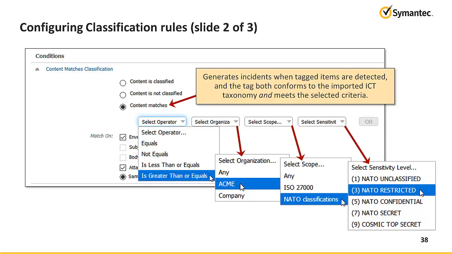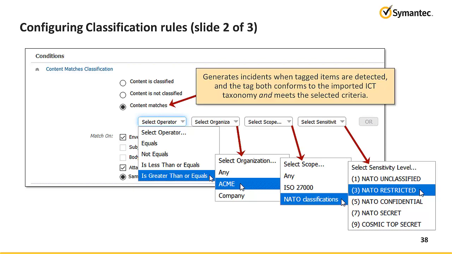Acme Incorporated does business with NATO and wants to protect all of its sensitive email communications and project documents related to this customer. Acme's ICT administrator has defined a classification taxonomy that includes a NATO classification scope with associated sensitivity levels ranging from 1, NATO unclassified, to 9, cosmic top secret. Acme wants to detect all email messages and documents within their organization that have been tagged with the NATO classification scope and a sensitivity level of 3, NATO restricted, or higher.